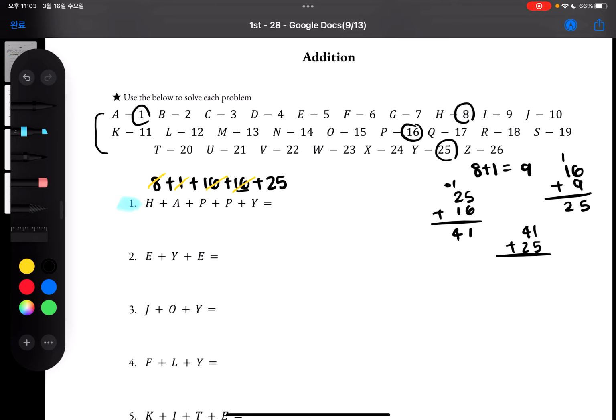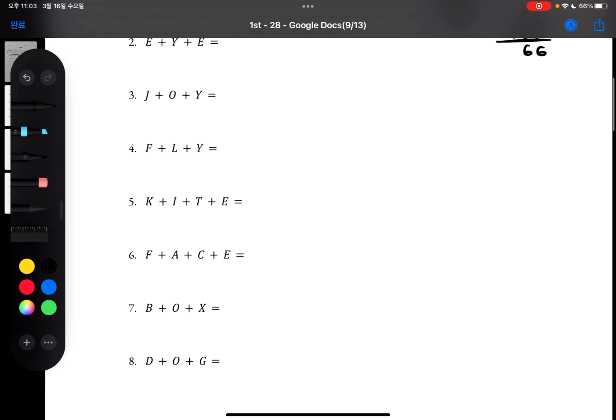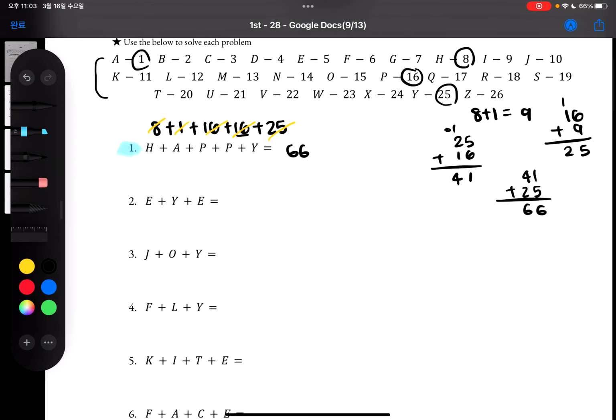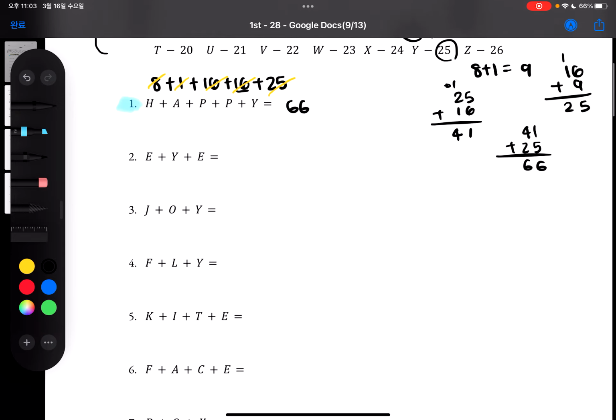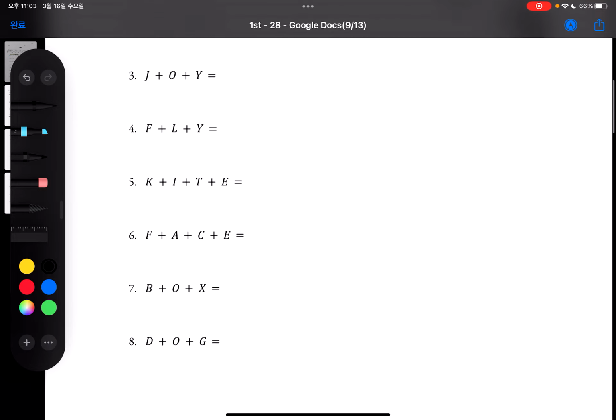1 plus 5 is equal to 6. 4 plus 2 is equal to 6, so we get 66 as our answer. Now, the problems below number 1 will be easier than this, and there will be less addition, so you should be able to do it without having a lot of challenge with these questions.